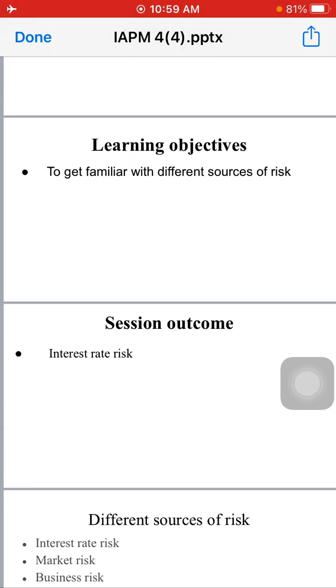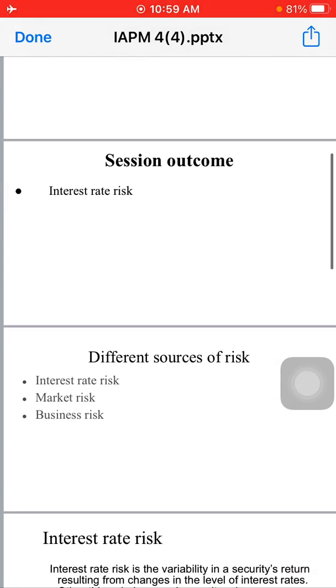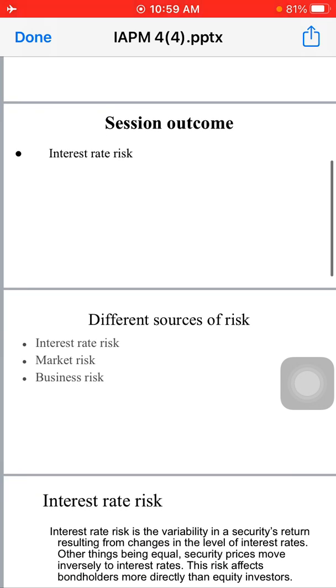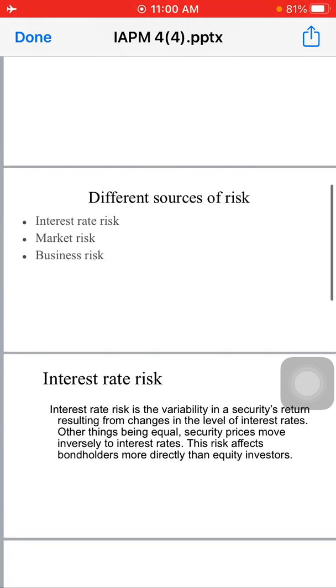By the end of the session, you should be able to understand what is interest rate risk, which we are going to exclusively discuss in this session. There are basically three different sources of risk: interest rate risk, market risk, and business risk. In this session, which is session 4, we are going to exclusively see what we mean by interest rate risk.